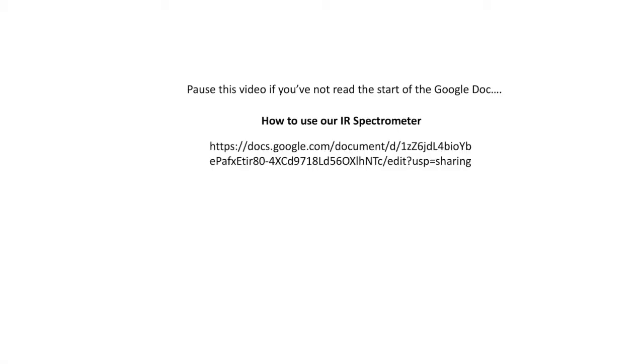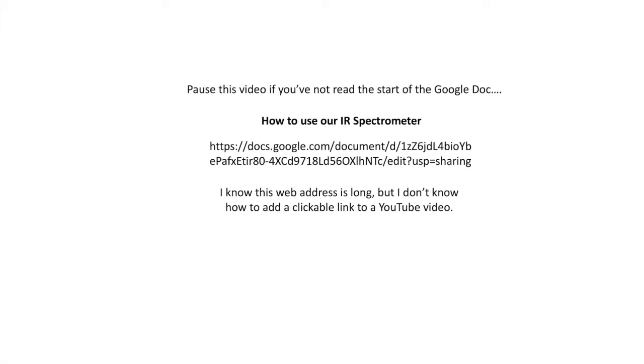So where is this document? It's here. I know it's an ugly, long email address. I don't know how to make a clickable link in a YouTube video, so that's what I got for you. But if you're in my class, it's easy. Instead of using that web address, you go to the clickable link in our Canvas shell at laboratory file links. You'll find it there, you just click on it. So go there if you haven't already, and then you'll have the questions you can answer as you go through the video.